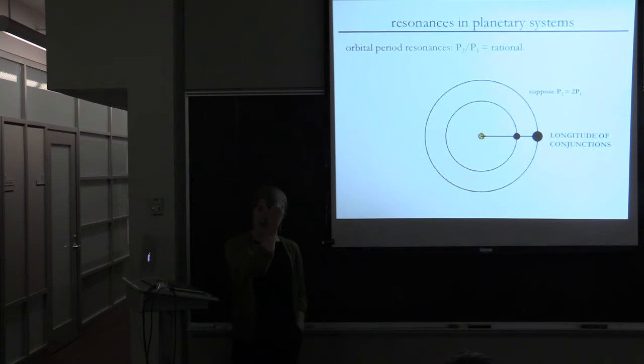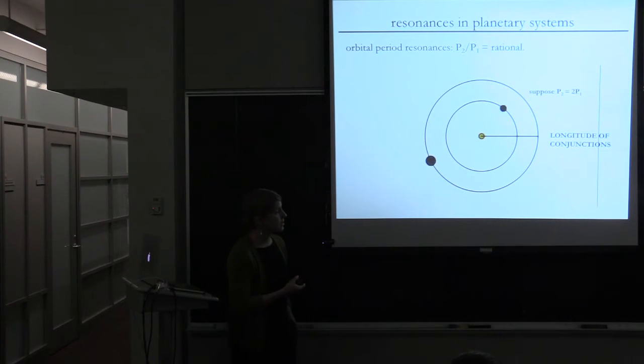So if you have a planetary system that's near a mean motion resonance or an orbital period resonance, that's when the orbital periods of the two planets form a rational ratio. So suppose now we have a configuration where the outer planet has twice the period of the inner planet. And we're starting them at this longitude of conjunctions. This is where the planets are interacting most strongly.